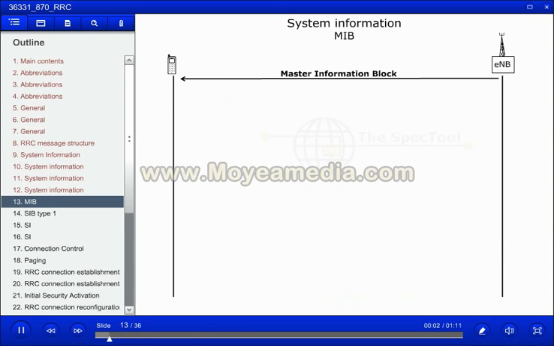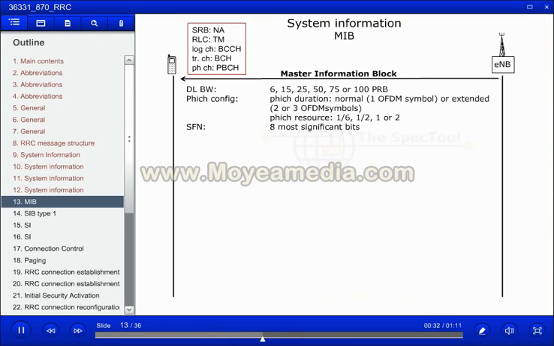Master information block. System information is not delivered on any defined signaling radio bearer. RLC transparent mode is used and the logical channel is the broadcast control channel. For MIB, the transport channel used is the broadcast channel and the physical channel is the physical broadcast channel.